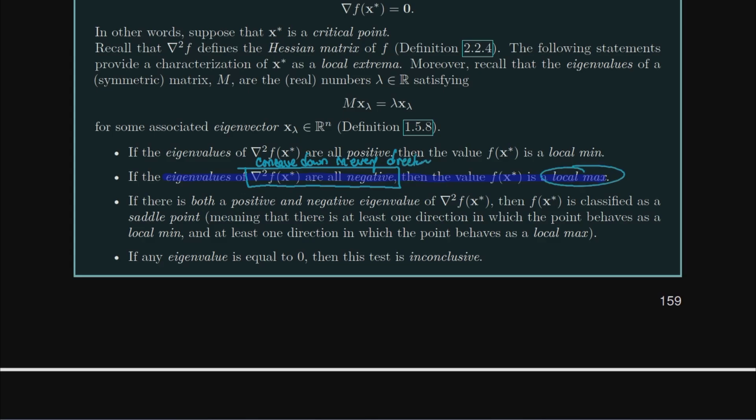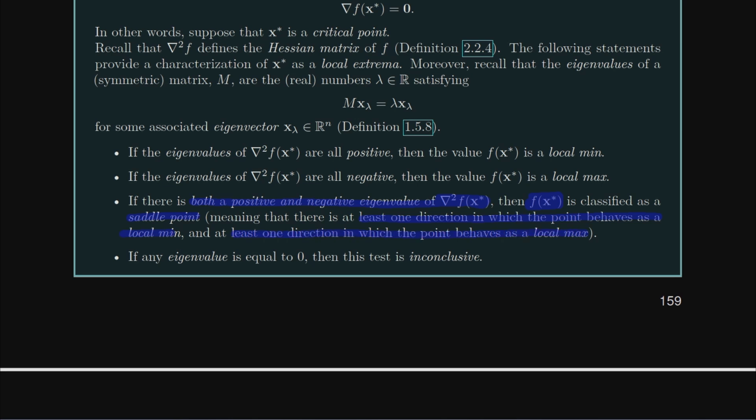So of course it makes sense to say a local max because you're concave down in every direction. And the moment that you have both positive and negative eigenvalues, then we actually classify the behavior of the function as something called a saddle point, meaning that there's at least one direction in which the point behaves as a local min and another direction in which it behaves as a local max.